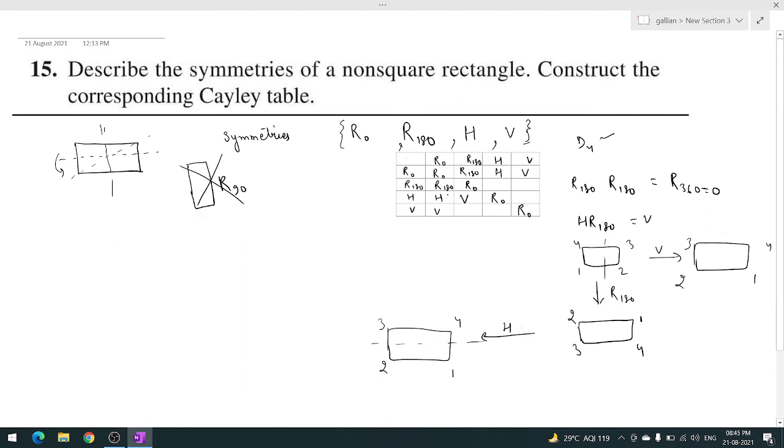Now H R180 is V, and similarly R180 times V will give you H, and V times H will give you R180, and this will give you V and this will give you H. So this is the complete Cayley table, and you can also make it by yourself and just see if I am wrong or something like that. Just message me. I will try to cover it up.